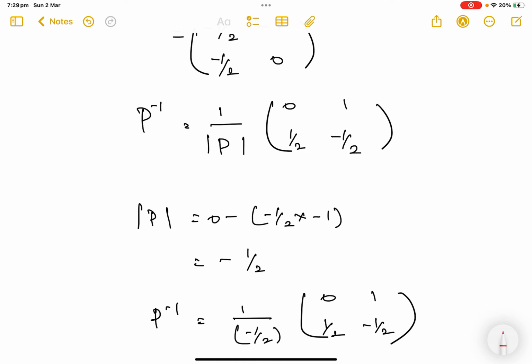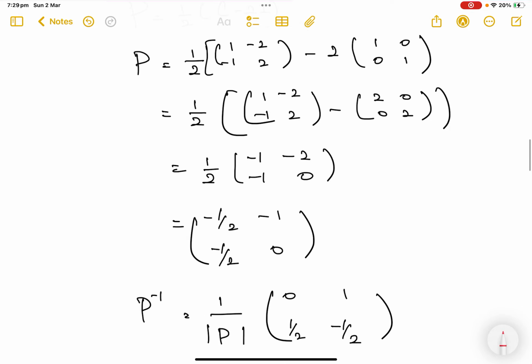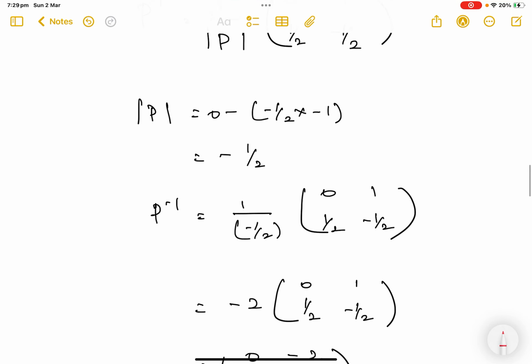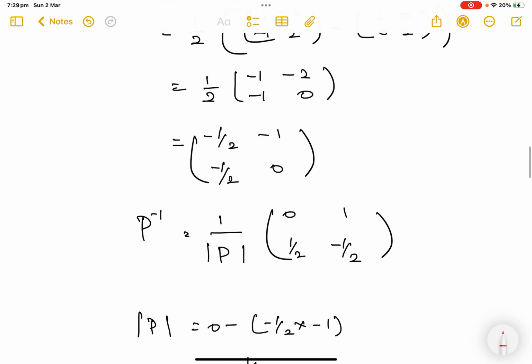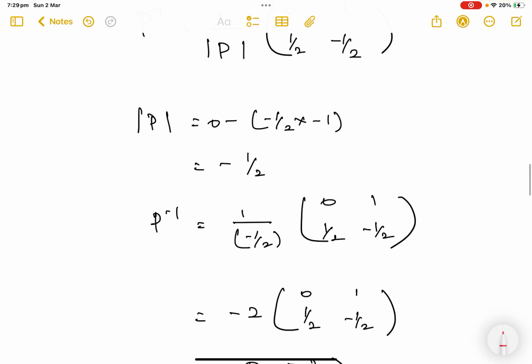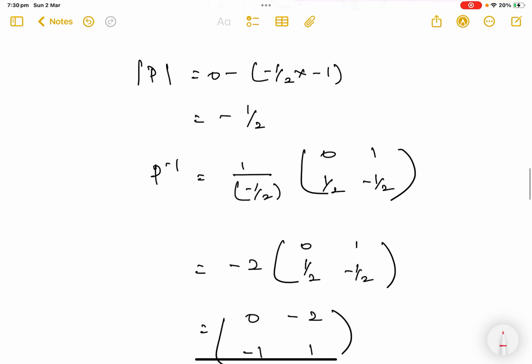Then to find the determinant of P: minus half times 0 is 0, minus 1 times minus half, minus half times minus 1. So it is 0 minus half, which is half, minus half. So the inverse P is 1 over minus half, times the matrix 0, 1, half, minus half.